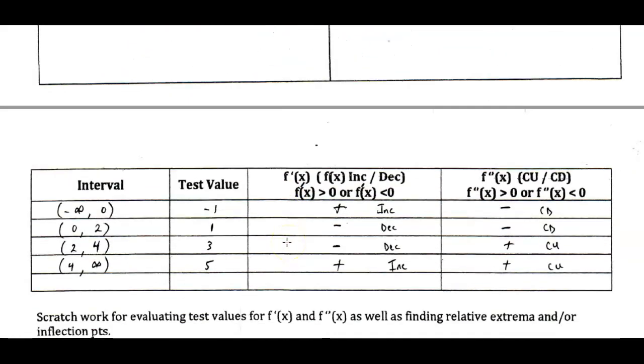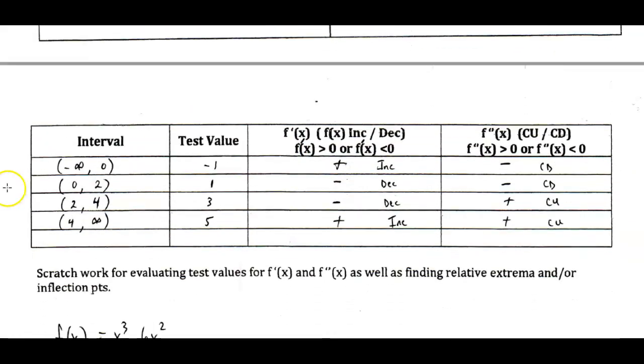So on the next page, remember that our partition numbers are x equals 0, 2, and 4. And if you notice here, I've started at negative infinity, and everywhere where I hit one of my partition numbers, I make an open interval with it, okay? Now, what you see here is me using test values to plug into my first derivative and second derivative, and you see that I have these outcomes here. I'm going to spend a little time to explain how we actually came up with these outcomes.